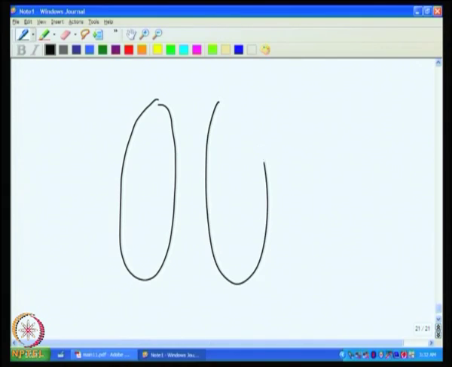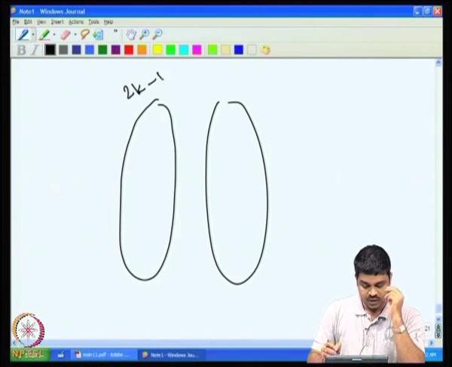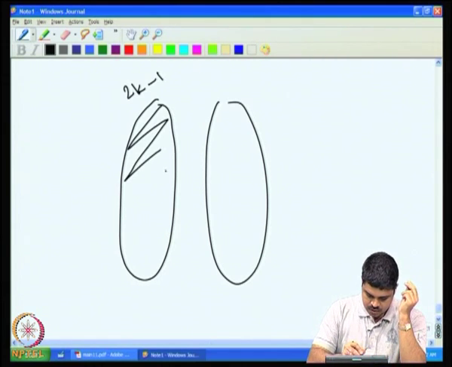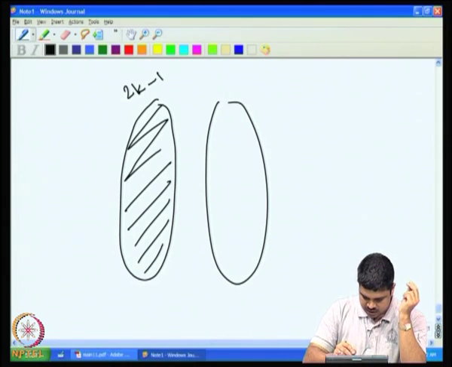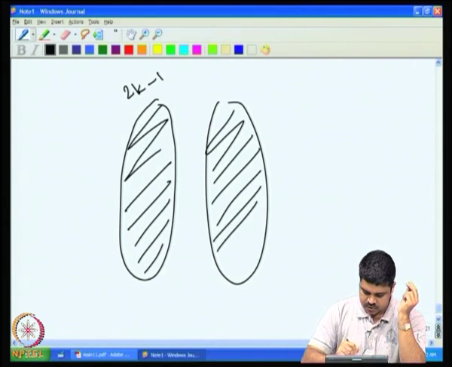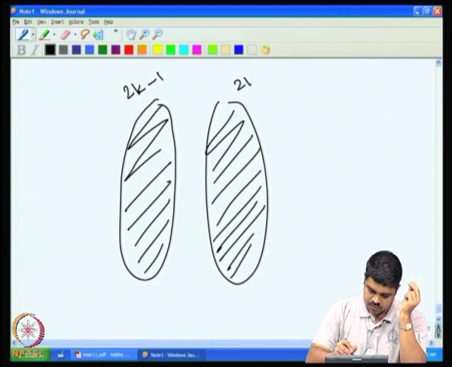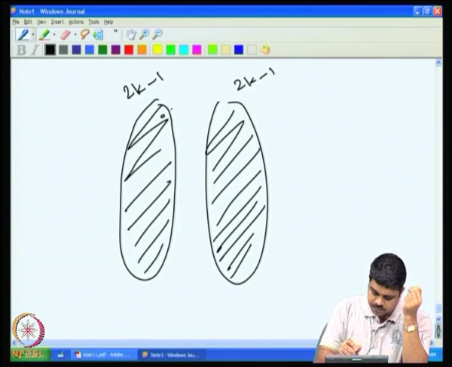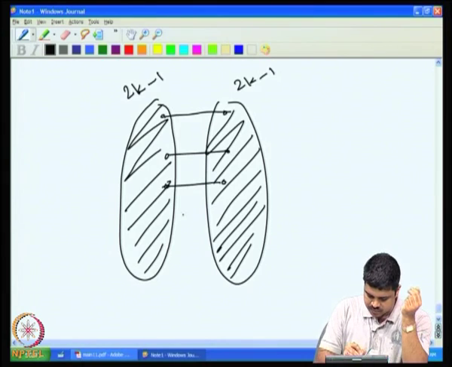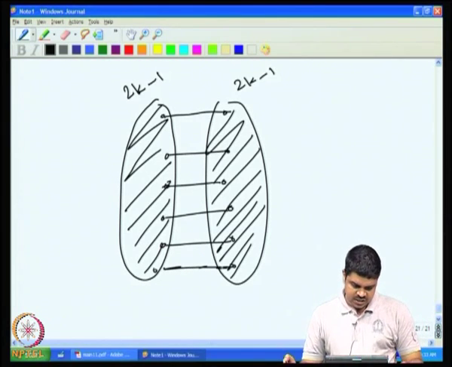For instance, you can see this simple example. Here we have a 2k minus 1 connected graph. You take a clique of 2k minus 1 here, and another 2k minus 1 clique here, and then the corresponding vertices you just connect like this, a matching. Now, what is the connectivity of this thing?